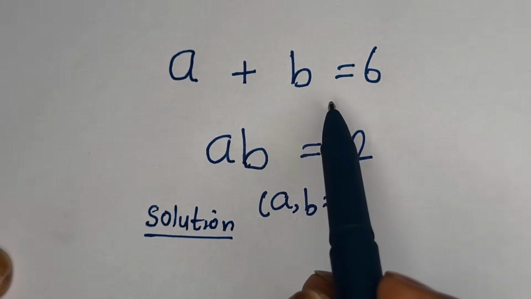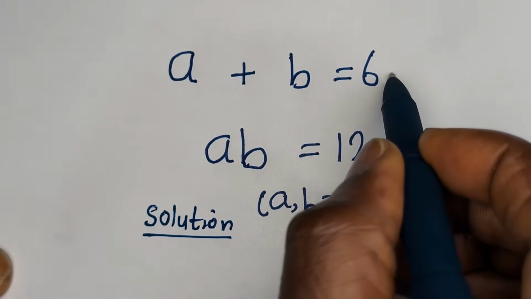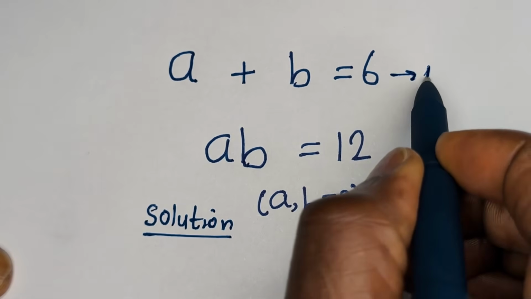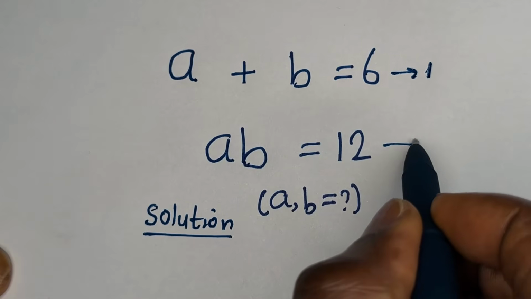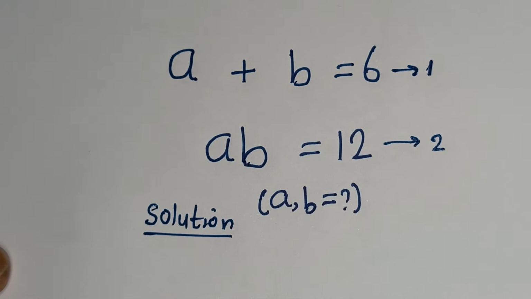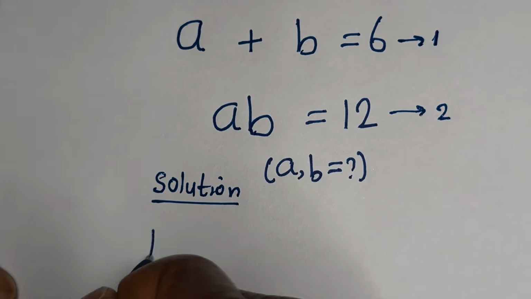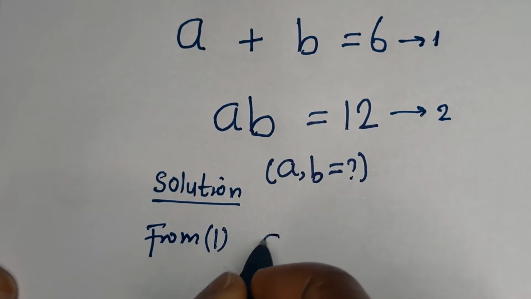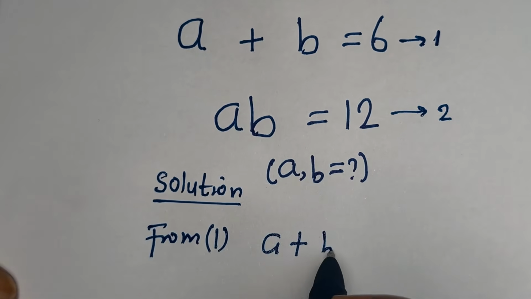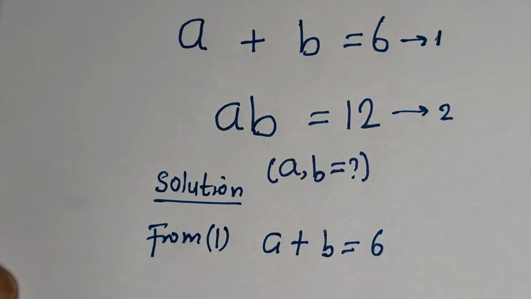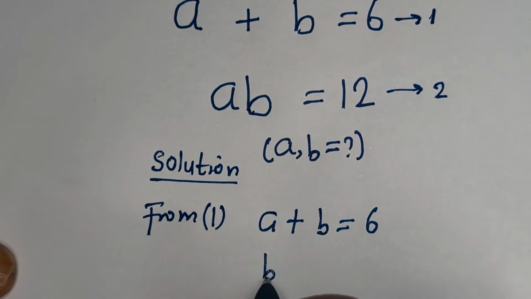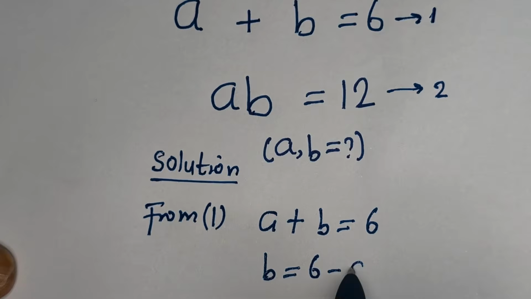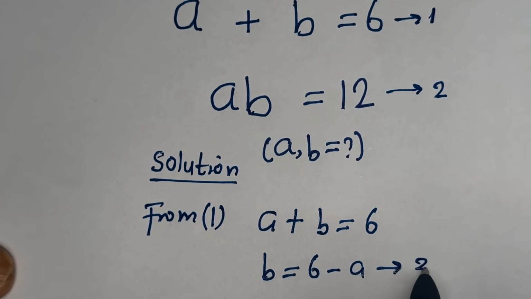Then A plus B is equal to 6. Let us call this equation 1. AB is equal to 12. Let us call this equation 2. Then from equation 1, A plus B is equal to 6, B is equal to 6 minus A. Let us call this equation 3.